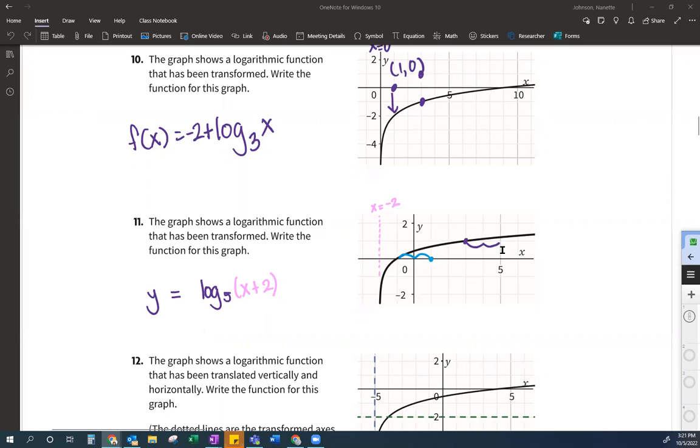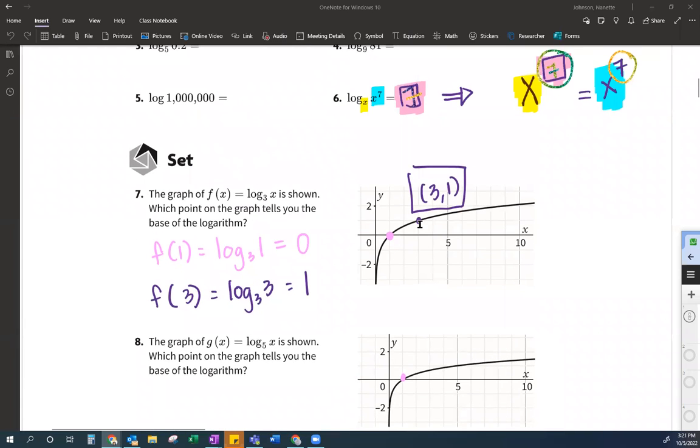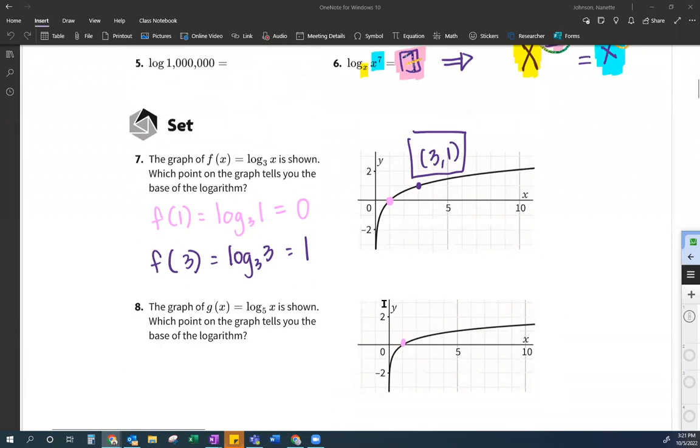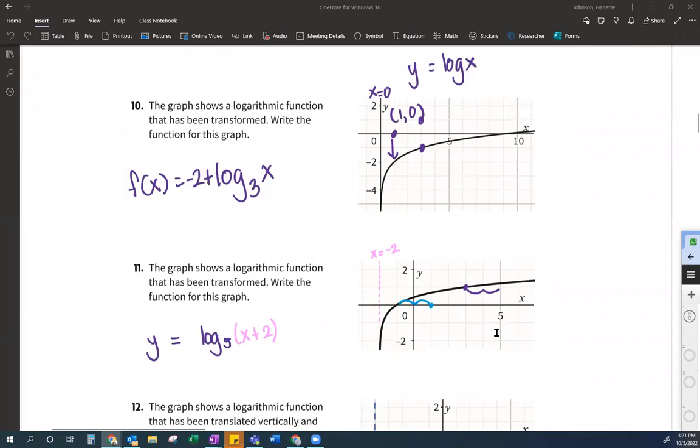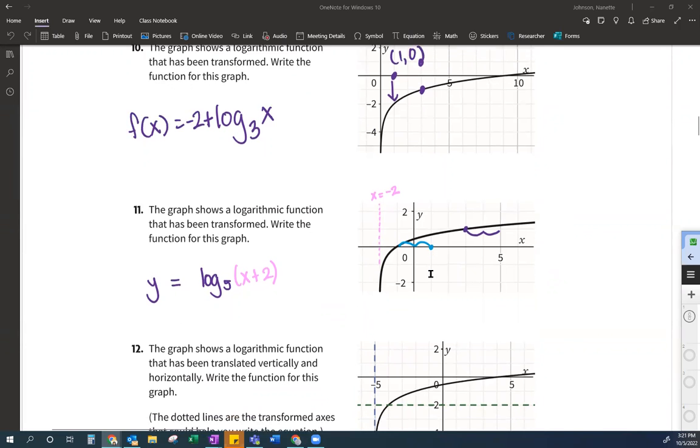Ms. Johnson, why is it 5? It has to do with this up here, right? Because (3, 1) tells you it's my base. Same thing goes here. (5, 1) was your base. Again, you'd want to check your answers just to make sure, just so that you're all on the same page.